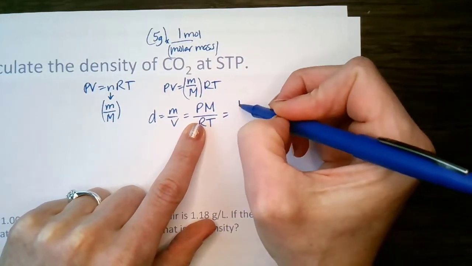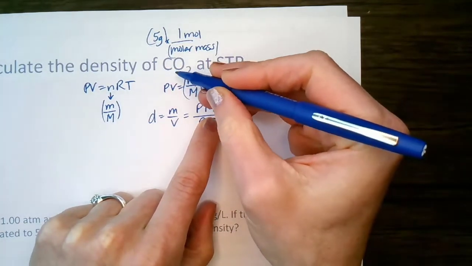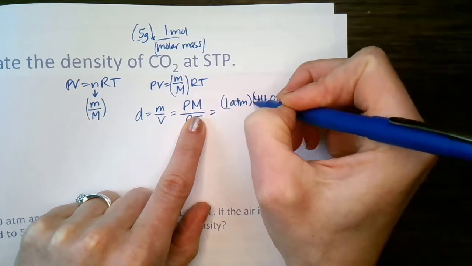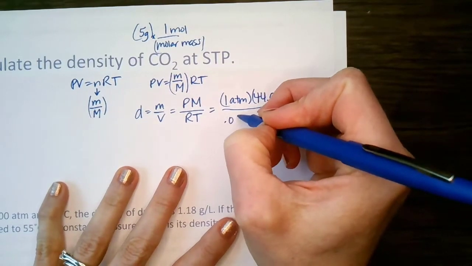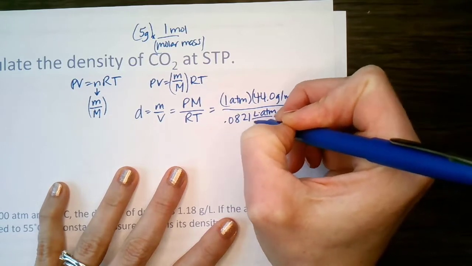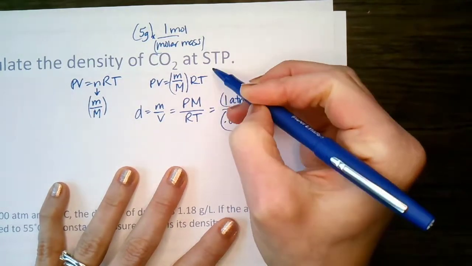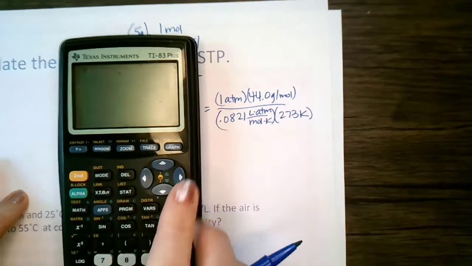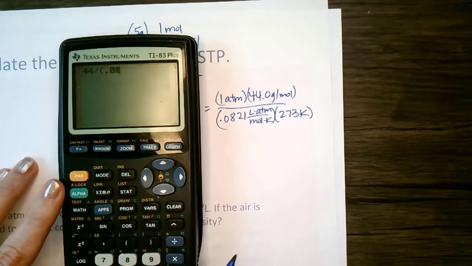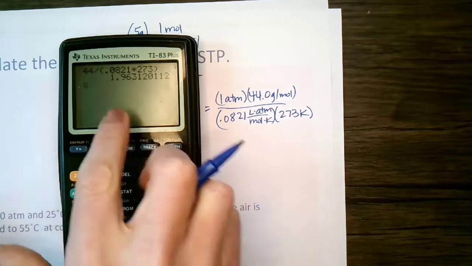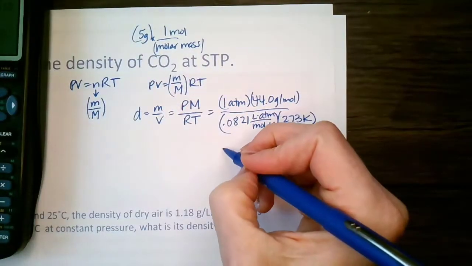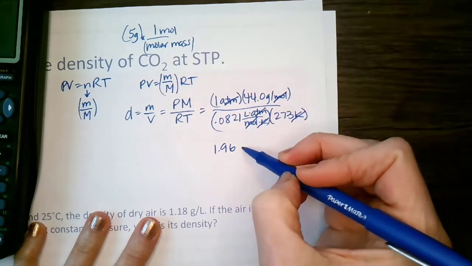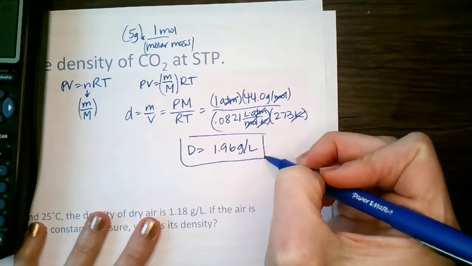Now we just need to think about what else we know. Standard pressure is 1 atmosphere. M, the molar mass of CO2, adding up 2 oxygens and 1 carbon, is 44.0 grams per mole. R, our gas law constant, is 0.0821 liter-atmospheres over mole-Kelvin. And standard temperature is 273 Kelvin. So now we just need to plug and chug. 44 times 1, so 44, divided by, in parentheses, 0.0821 times 273, and we should get 1.96. Looking at our units, atmospheres cancel, Kelvin cancels, moles cancel, and we are left with grams per liter.